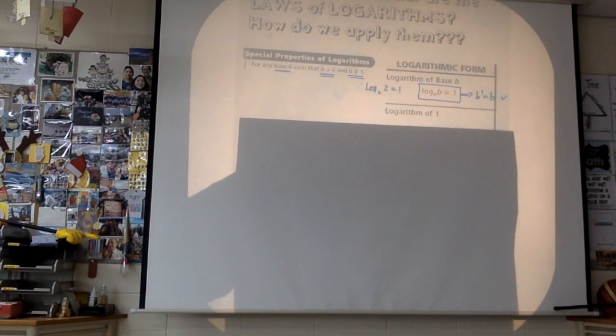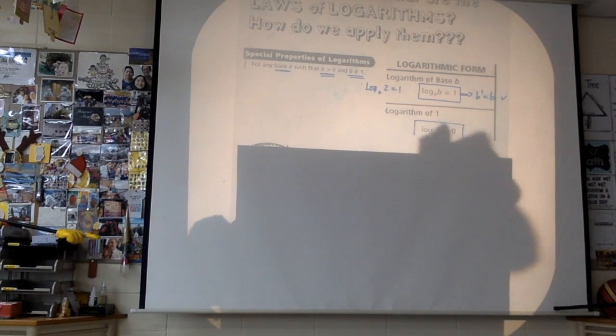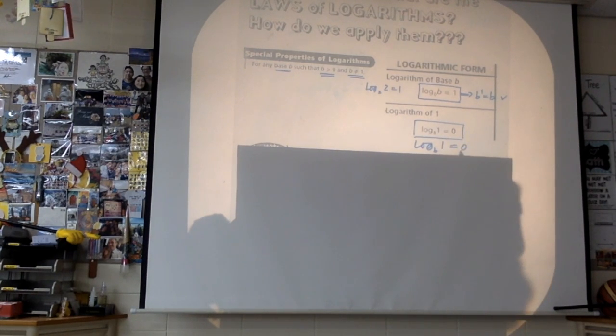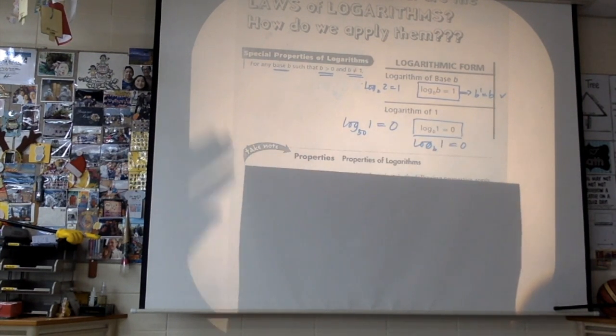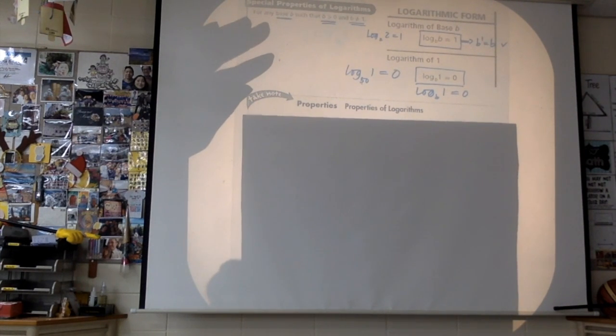All right? Next, logarithm of 1. Let's try this one. Log base b of 1 is equal to 0. Let's check that. b to the 0 is equal to 1, right? That makes sense, okay? So anything, it could be, I don't know, log base 50 of 1, that's going to equal 0. Keep that in mind. All right, so now here are the POLs or the LOLs of logs.